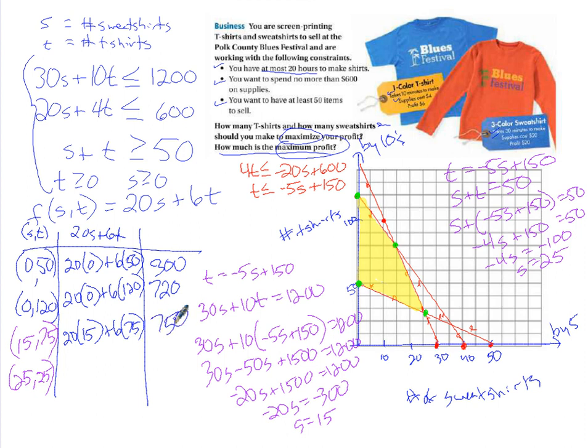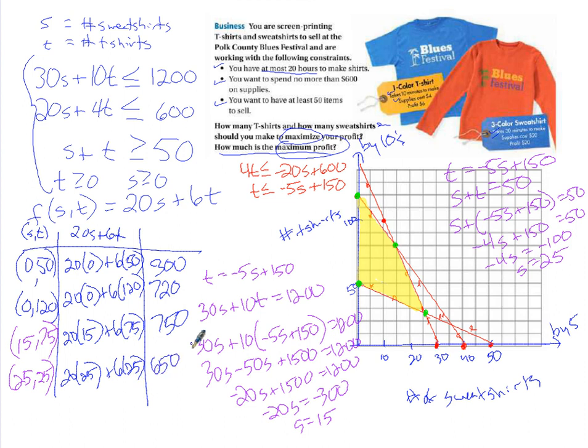And the last one, 25 and 25. 20 times 25 plus 6 times 25. Now it is 6 quarters, that is 150. What do we get? 650.